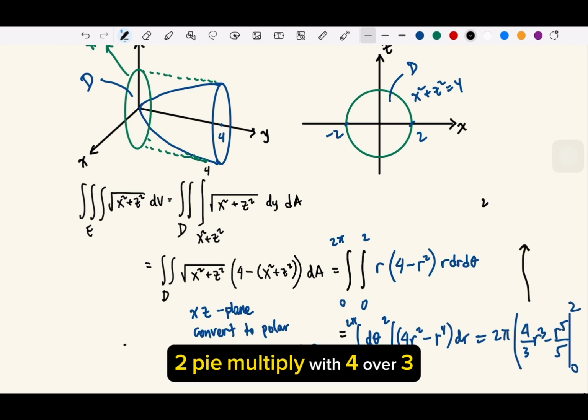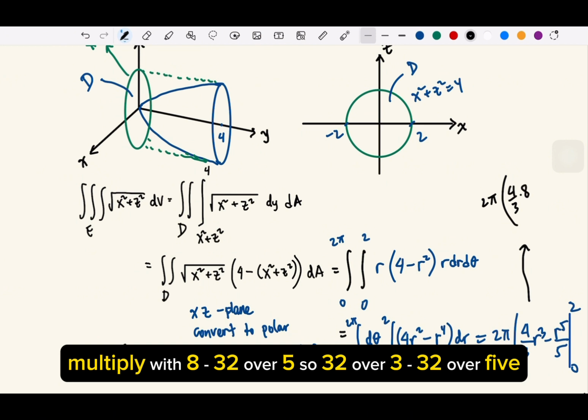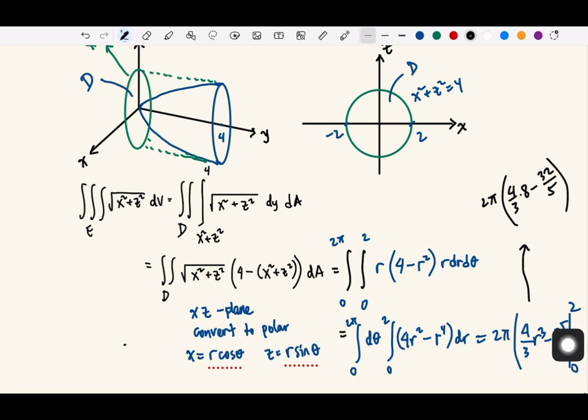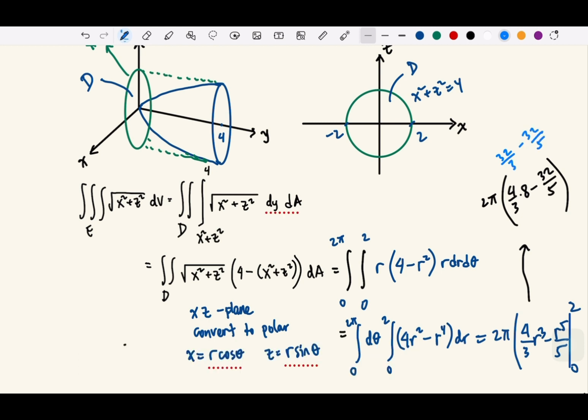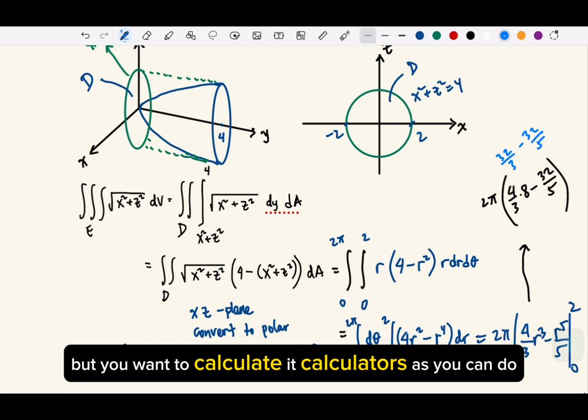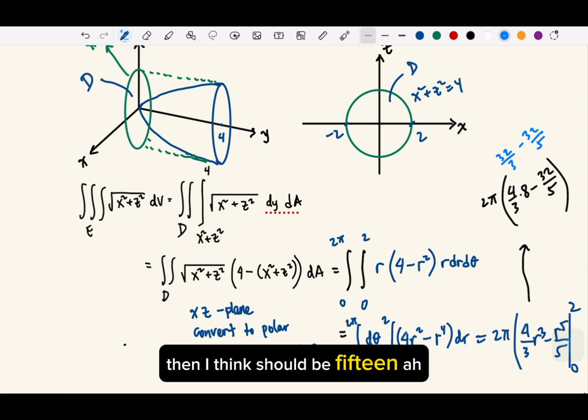So 2 pi multiplied with 4 over 3 multiplied with 8 minus 32 over 5. So 32 over 3 minus 32 over 5. Okay, if you are in the exam, if you stop here, it's okay. But if you want to calculate, use calculators, you can do that. I think it should be 15.